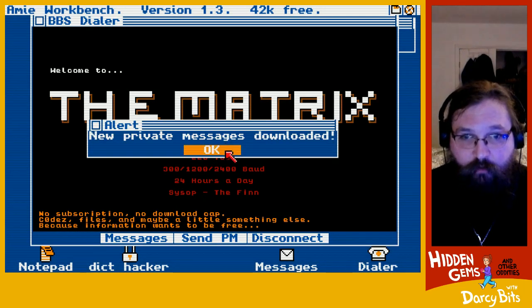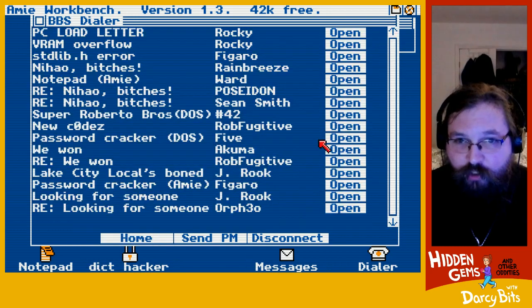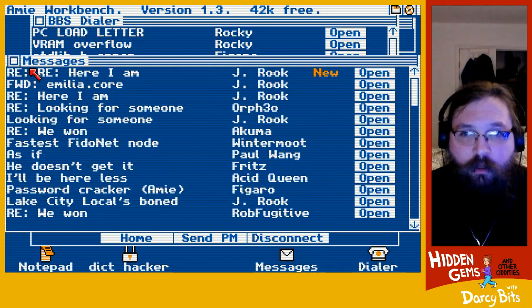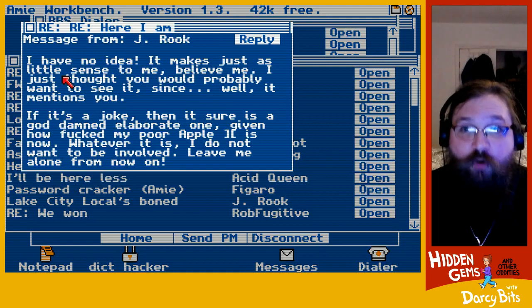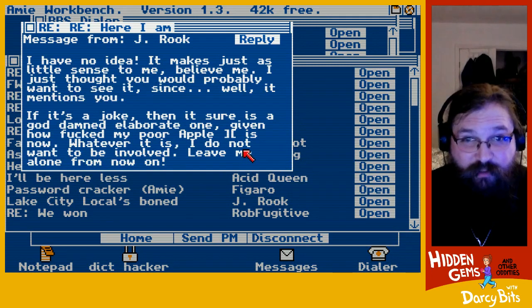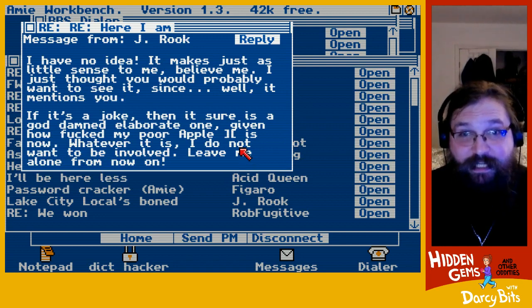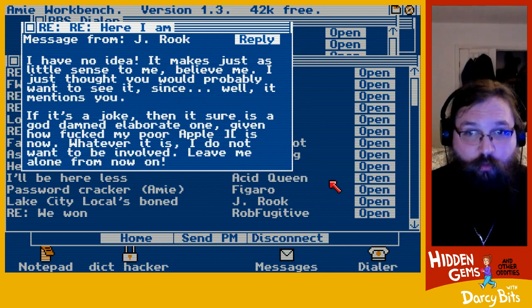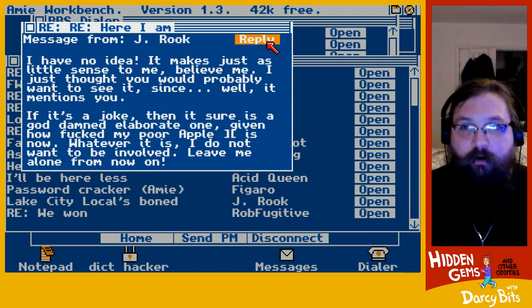New private messages downloaded. No new actual messages? No. Here I am. I have no idea. It makes just as much sense to me, believe me. I just thought you would probably want to see it since, well, it mentions you. If it's a joke, then it sure is a goddamn elaborate one, given how messed up my poor Apple II is now. Whatever it is, I do not want to be involved. Leave me alone from now on. Alright, thanks.